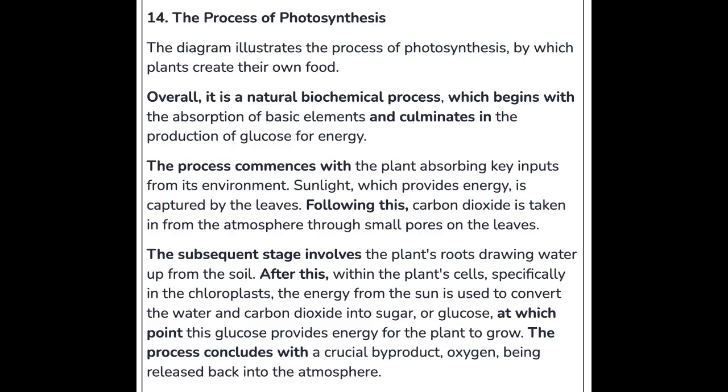After this, within the plant cells, specifically in the chloroplasts, the energy from the sun is used to convert the water and carbon dioxide into sugar or glucose, at which point this glucose provides energy for the plant to grow. The process concludes with a crucial byproduct, oxygen, being released back into the atmosphere.